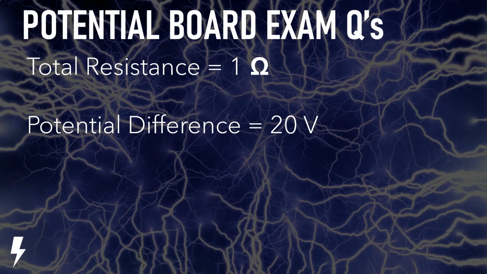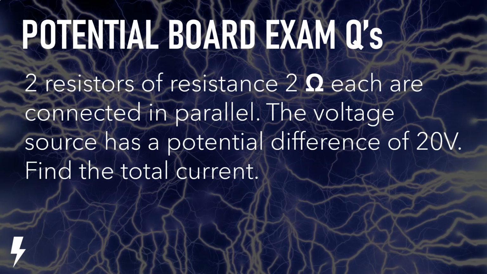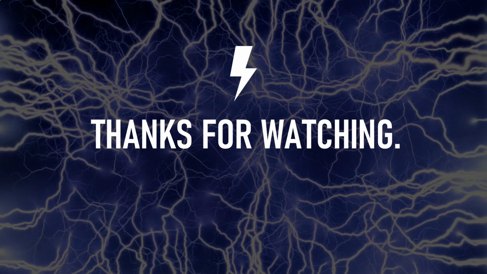So now we have our total resistance and we have the potential difference. According to Ohm's law, V is equal to IR and I is equal to V by R. So I is equal to 20 by 1. 20 divided by 1 is simple. The answer is 20. So current is 20 amperes. And that's the solution to this question. At first glance, it might appear lengthy and it could invoke fear. But if we break down the question, it's very simple to solve.